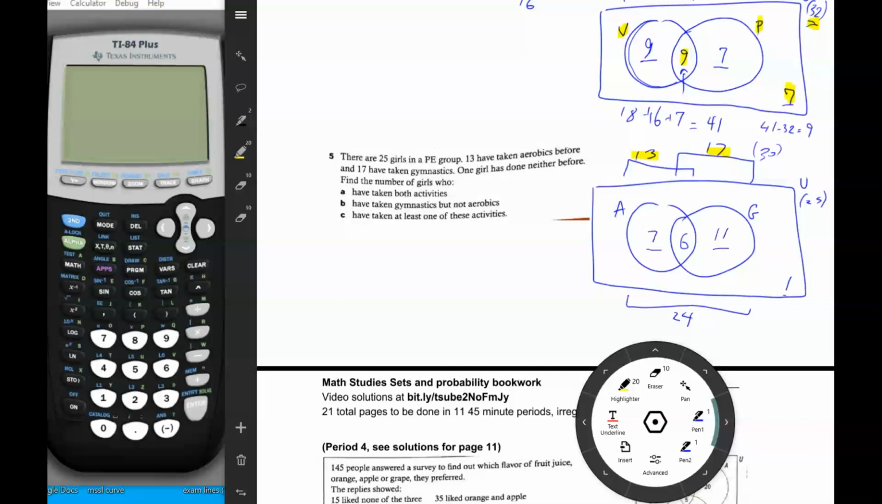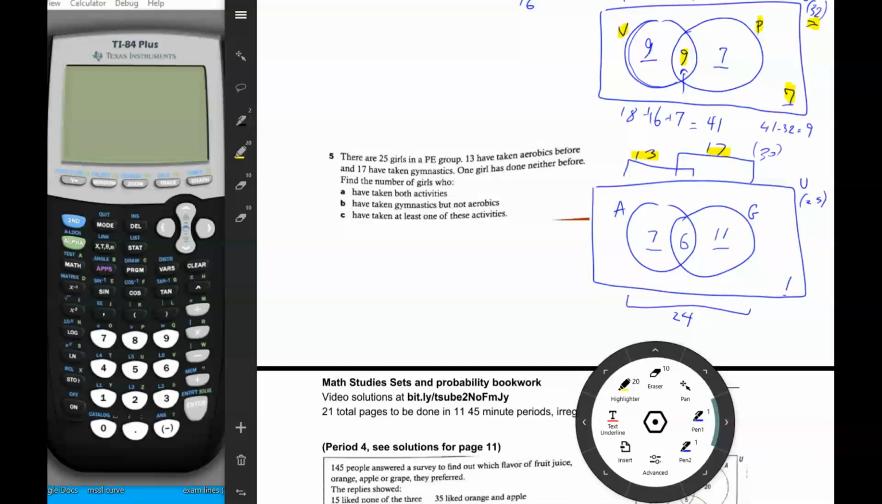So now I can check my work. I can add 7 and 6 and 11. That gives me 13 plus 11, 24. And that is 24, which is the number of students who have taken either aerobics or gymnastics, right? Because everybody except for this one student has taken one or the other. Okay, so 25 minus 1 is 24.